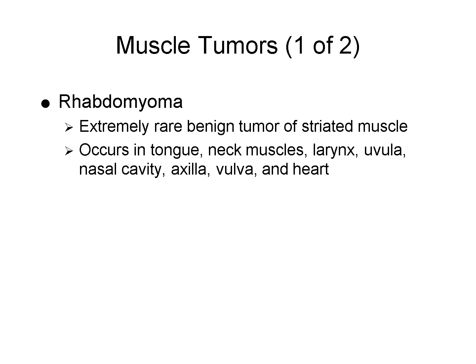Rhabdomyoma is a rare benign tumor of striated muscle, typically occurring in the tongue, larynx, heart, or neck muscles. Most are found incidentally and cause minimal symptoms. Surgical removal is usually curative. These tumors are significantly less common than malignant forms.